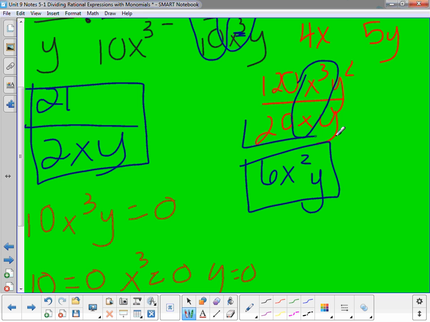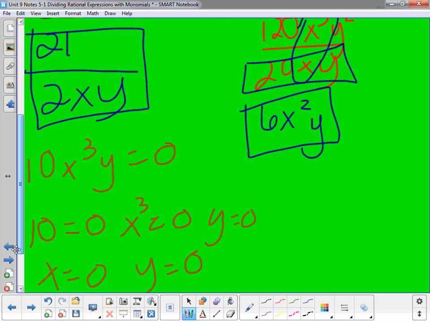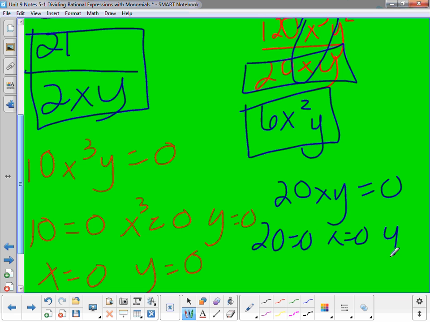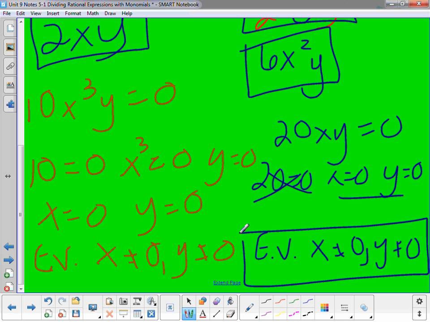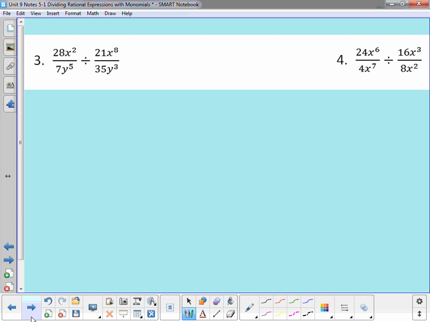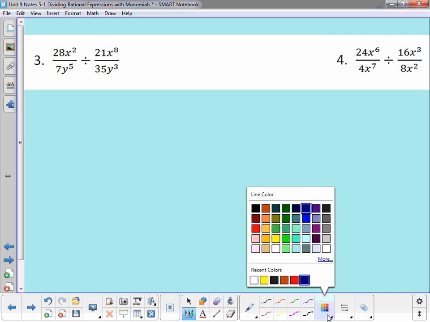Let's quickly calculate our excluded value. So we need to take that guy and set it equal to 0. So 20xy is equal to 0. I'm going to set each part equal to 0. Well, this is never going to happen. So these two are going to be my excluded values. So my excluded values are that x cannot be 0 and y cannot be 0. Moving forward. Remember, all we're doing is just flipping those fractions.